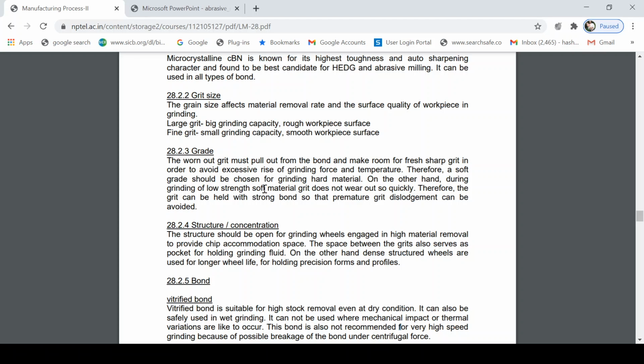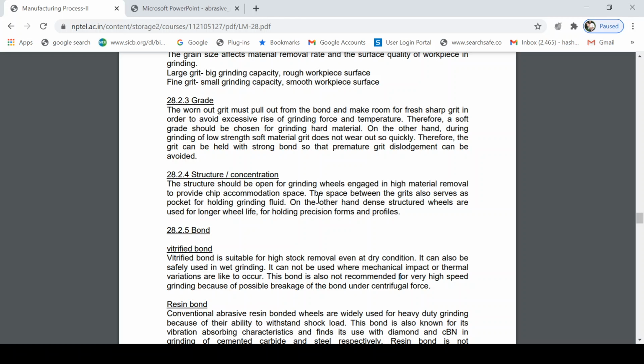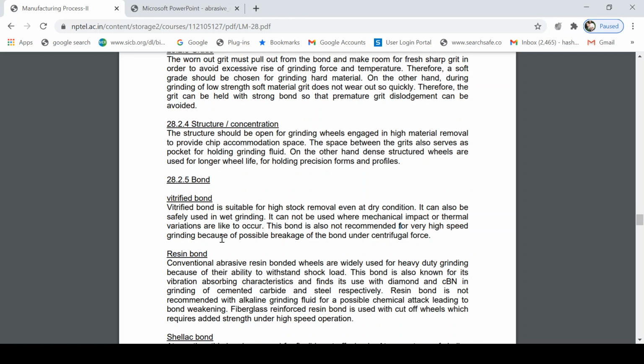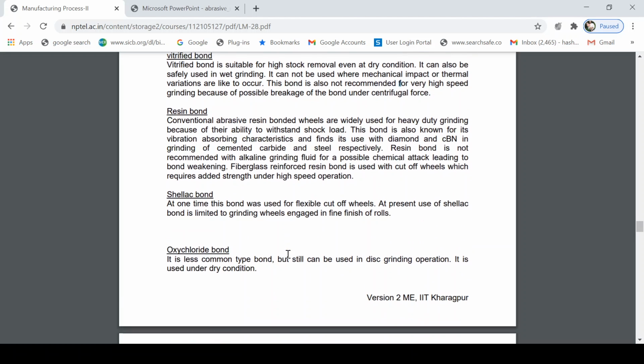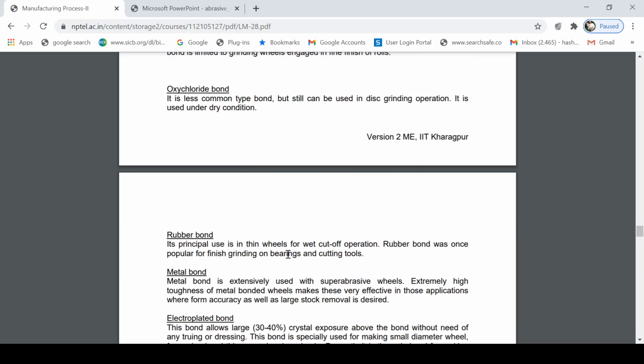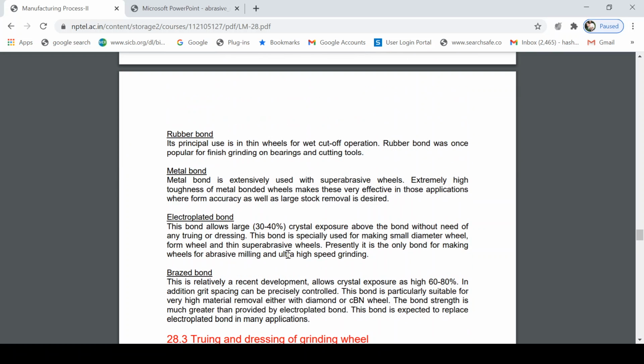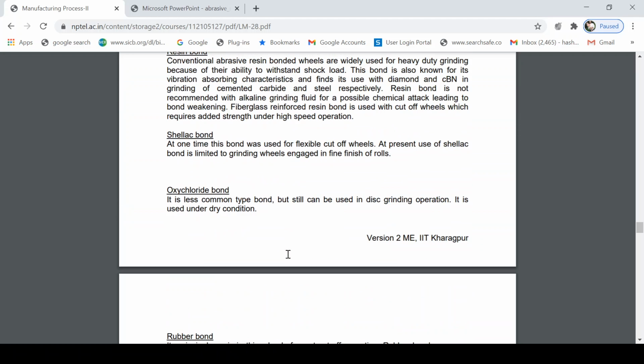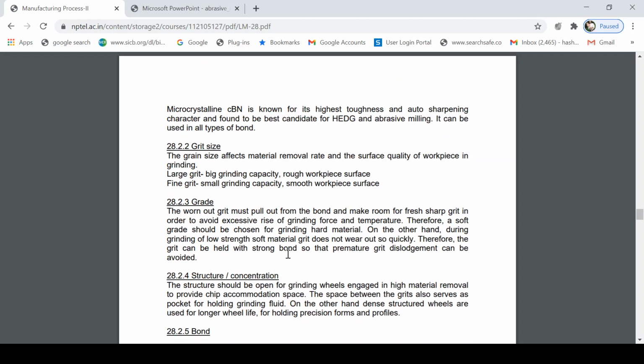Another thing is the grade. Grade is actually the hardness or the strength of the wheel, so that is also based on the type of material you want to machine or grind. Bond, different types of bonds we have already explained. Certain bonding materials are preferred for certain materials. So these are the important parameters which we have to see when we want to select a grinding wheel. Okay, thank you.